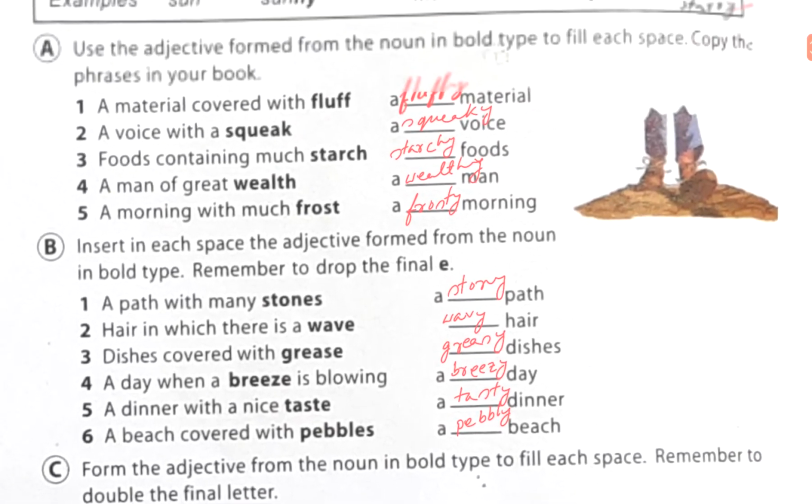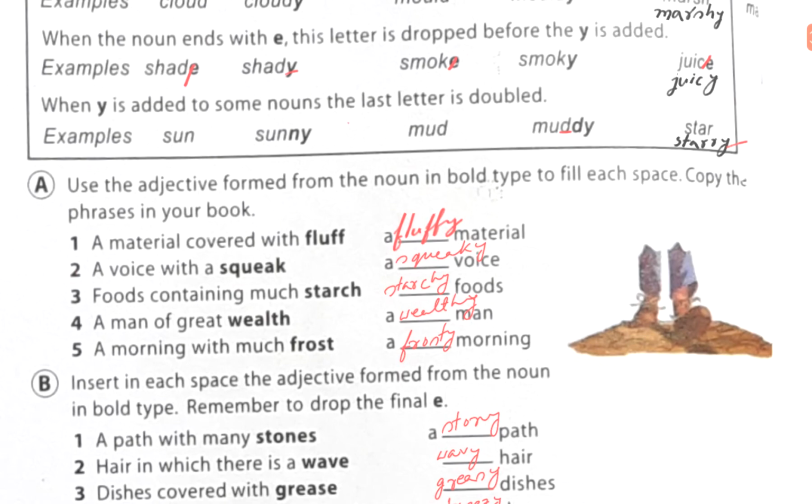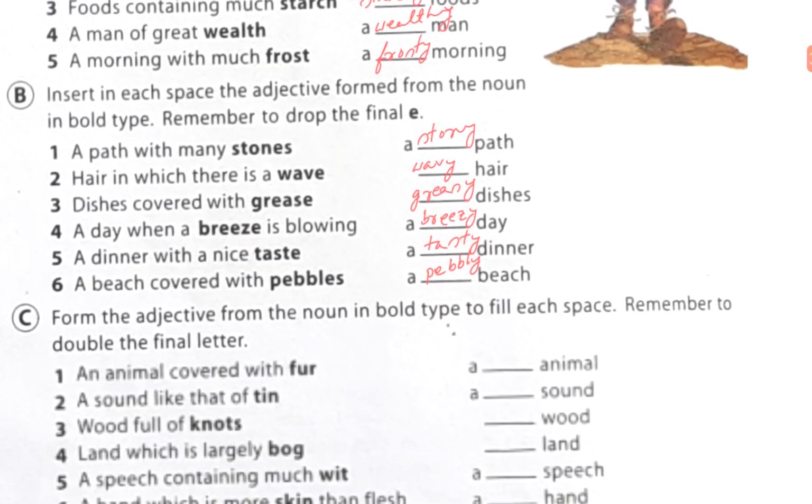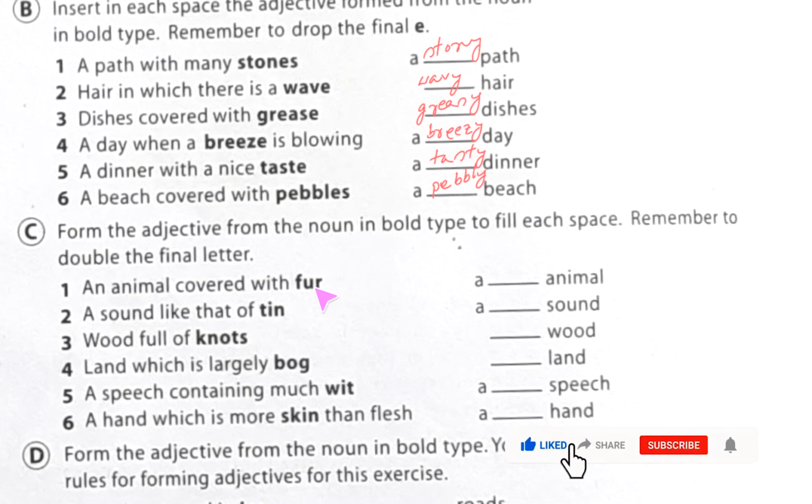So here we are following the third rule. When Y is added to some nouns, the last letter is doubled. So here we will double the last letter of the bold-type word in the question, and after that we will add Y. So let's start. See, first one, an animal covered with fur. So it will be a furry animal. A sound like that of tin, so it will be a tinny sound.